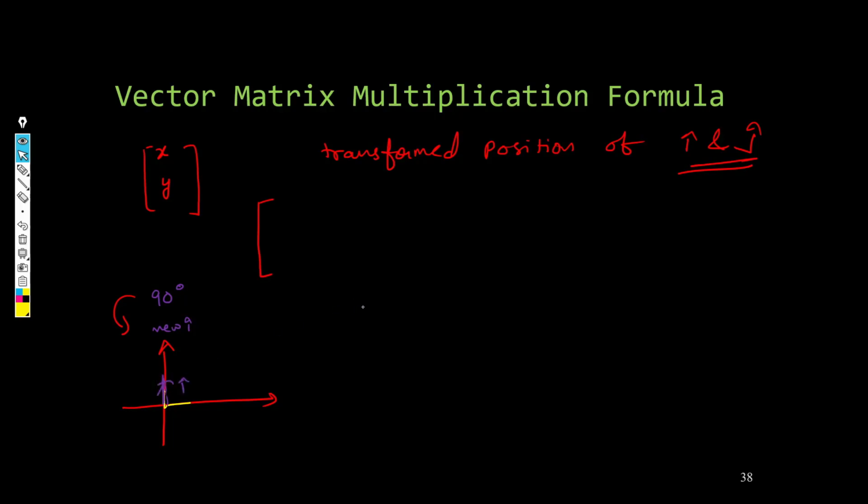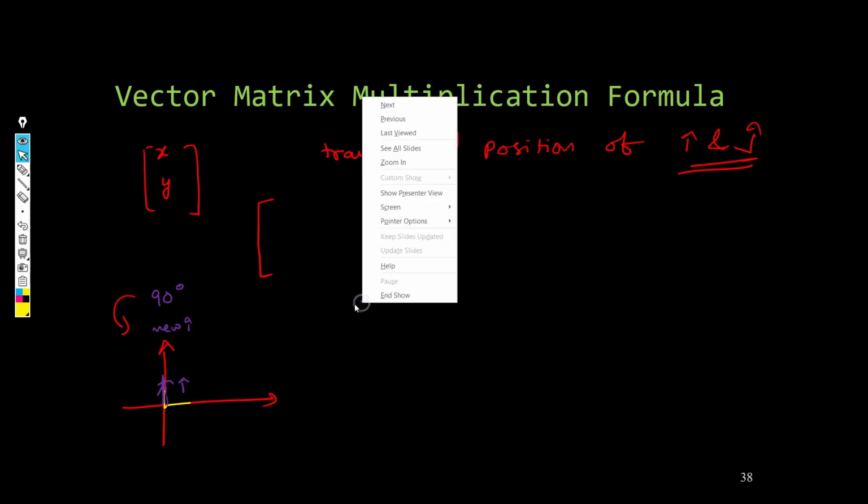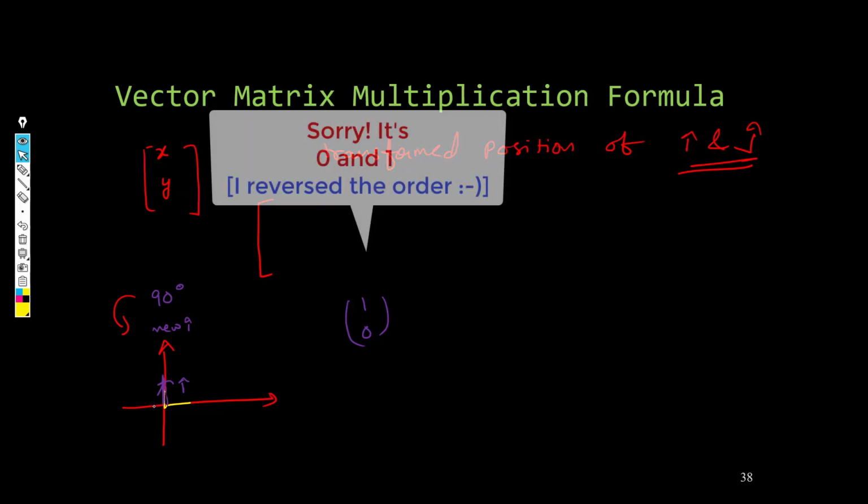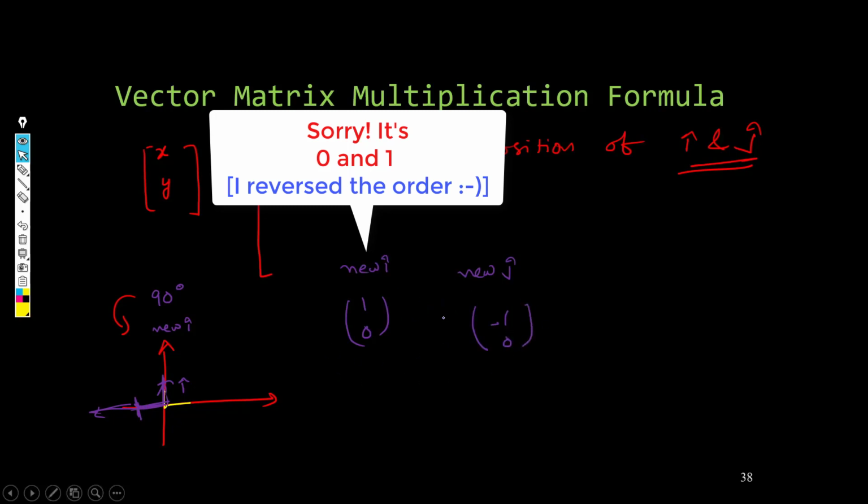And the coordinate of the new i hat would be 1 and 0. Your new j hat would be here because the y axis would now be at this line. You are rotating 90 degrees anti-clockwise, right? So the new coordinate of j hat would be -1 and 0. So these are the two things which you need to understand or explain this transformation.